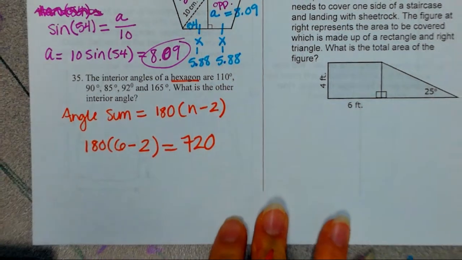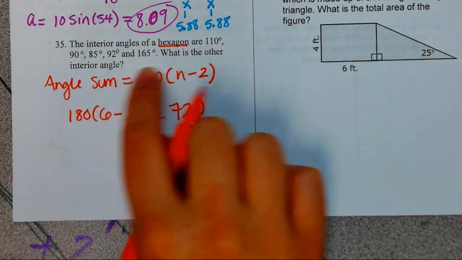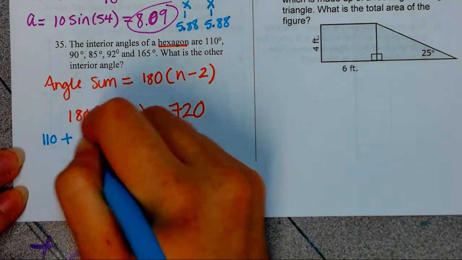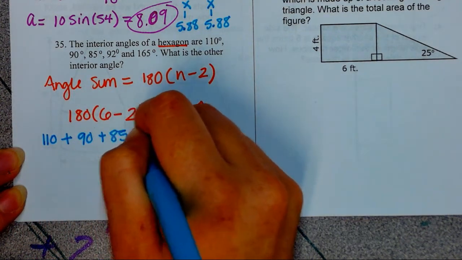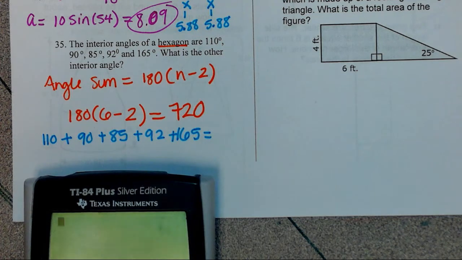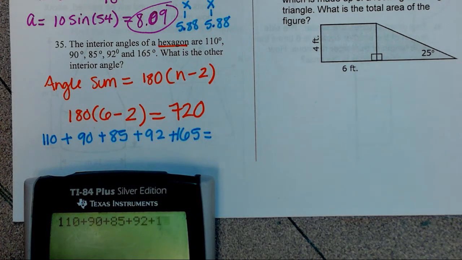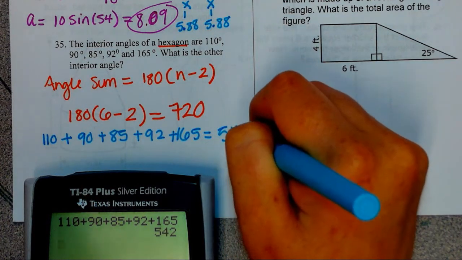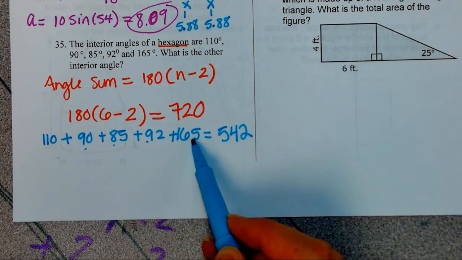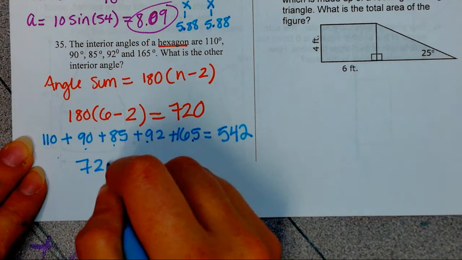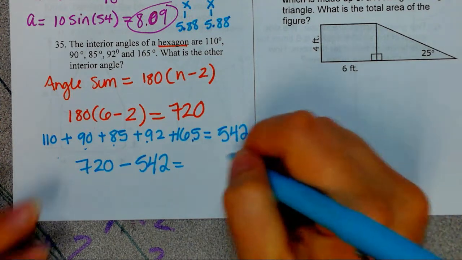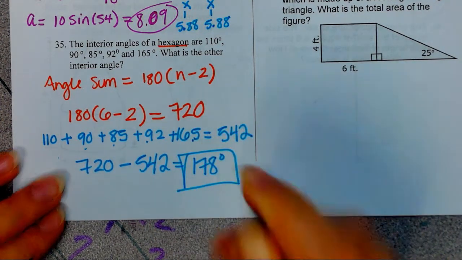Okay. Now the reason we're not going to take this and divide by 6 is because not all of the angles are the same. So what we want to do here instead is add up the angles that we already have. So 110 plus 90 plus 85 plus 92 plus 165. And that's equal to 542. Okay. And then to get the last angle, because we've got 1, 2, 3, 4, 5, there's 6 angles in total. So 720 minus 542 is equal to 178. So that's the measure of the last angle.